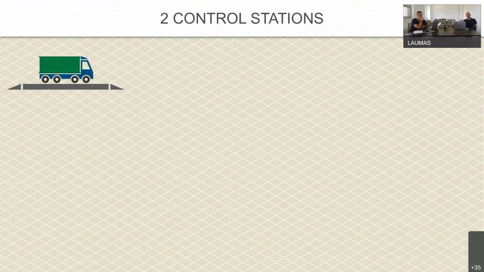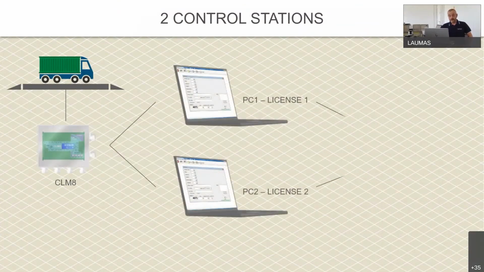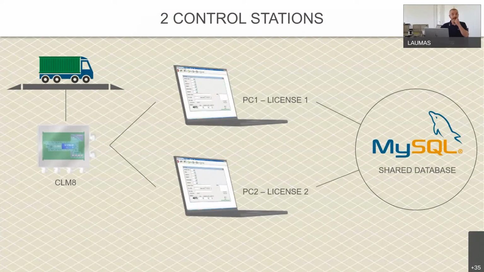And now we can take a look at the special features of the program Prog W Bridge. The first feature that we can see in the slide is the capability of managing a single weighbridge from 2 separate control stations. So, installing 2 licenses and sharing the database, the truck scale can be managed from any control station without any problem.